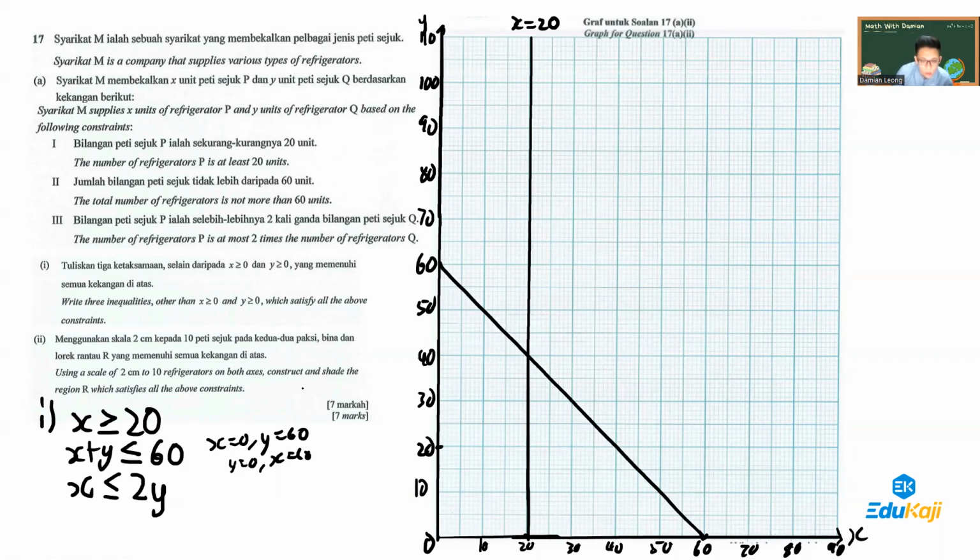Then the other one, x equals 2y. If x is 0, y is 0. If x is, say, 20, then 20 divided by 2, y is 10. So 0, 0 and 20, 10. Just connect the 2 points using a straight line. For drawing straight lines, you basically just need to find 2 points on the line. Then you just draw a straight line.